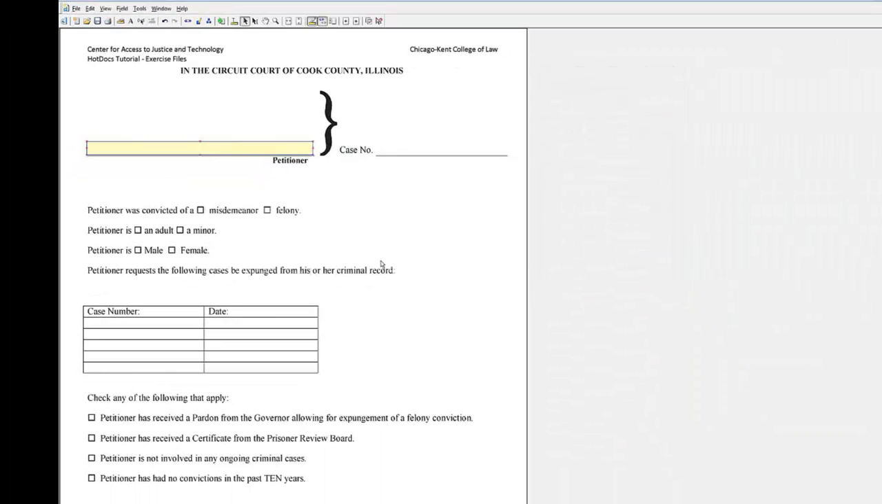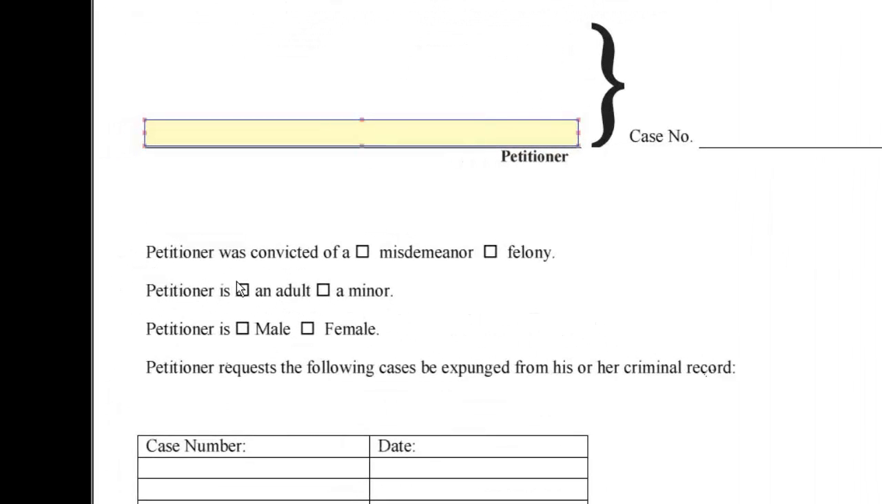Exercise 3. Set up checkboxes in an HPT template based on a true-false variable. Draw a new field over the empty checkboxes next to an adult and a minor, trying to make them a little bit larger than the checkboxes.